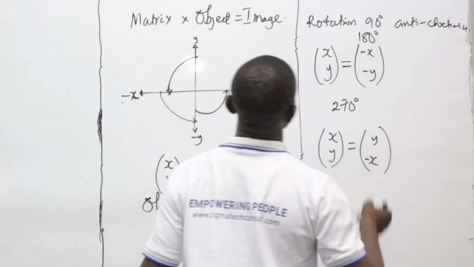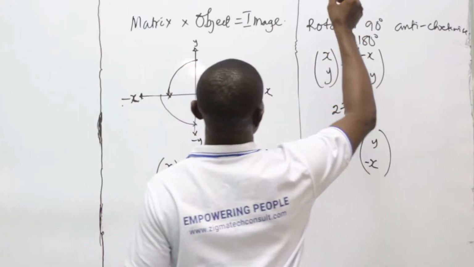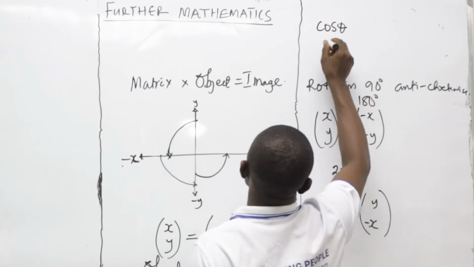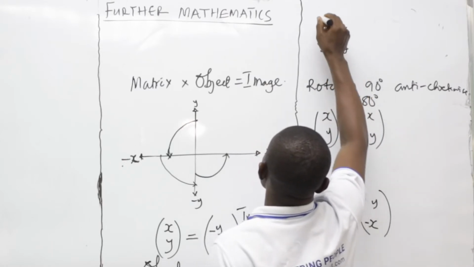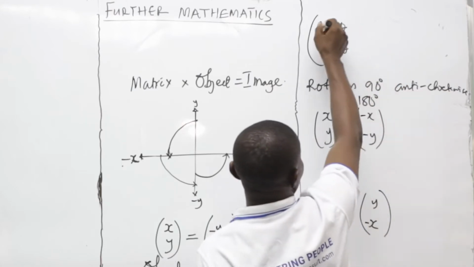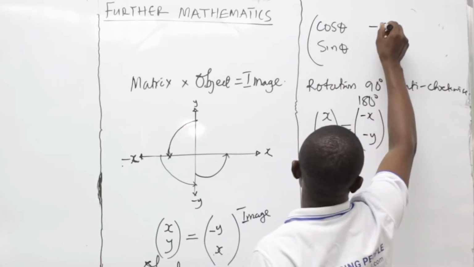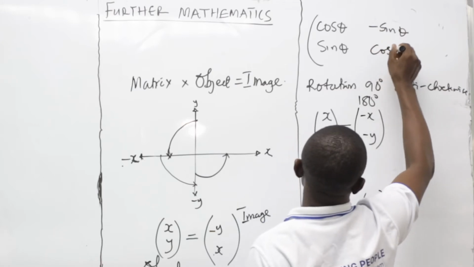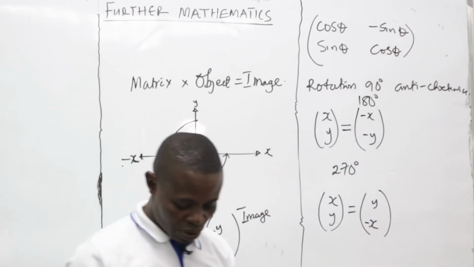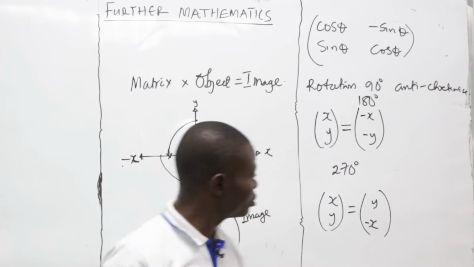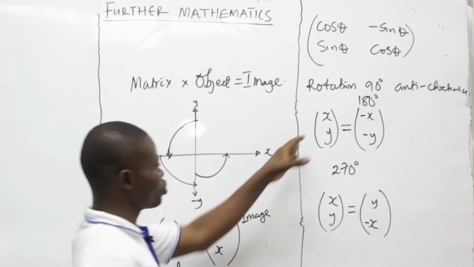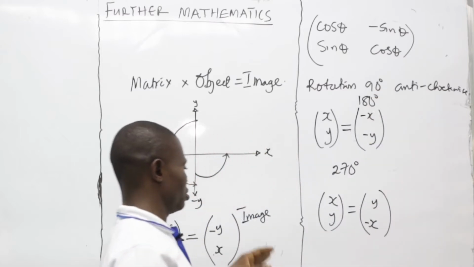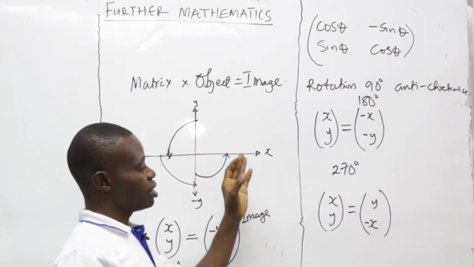Another way you can do this, you can solve by formula method. That is, I have cos theta, I have sin theta. By differentiation, if I differentiate cos theta, it will give me minus sin theta. I differentiate sin theta, it will give me cos theta. Now let us look at how this formula works. To show you, it's going to produce the same thing I am having here with the R of 180, 90, and 270.